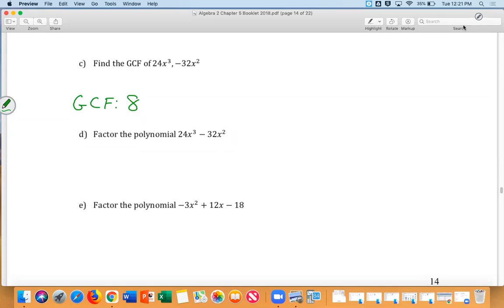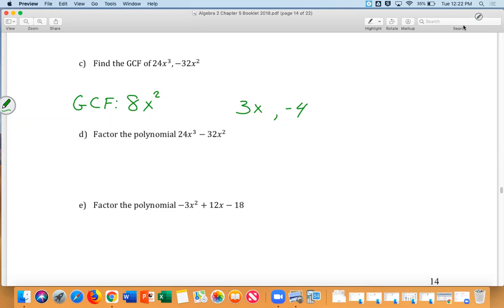All right. So I had said I can take out an x squared. Now what's left is this. 24 divided by 8 is 3. X cubed divided by x squared is x. And now I'm going to deal with the back guy. Negative 32 divided by 8 is negative 4. And x squared divided by x squared, well, that cancels. So do you see how that's left? Do you see how I'm getting that? 24 divided by 8 is 3. X cubed divided by x squared is x.